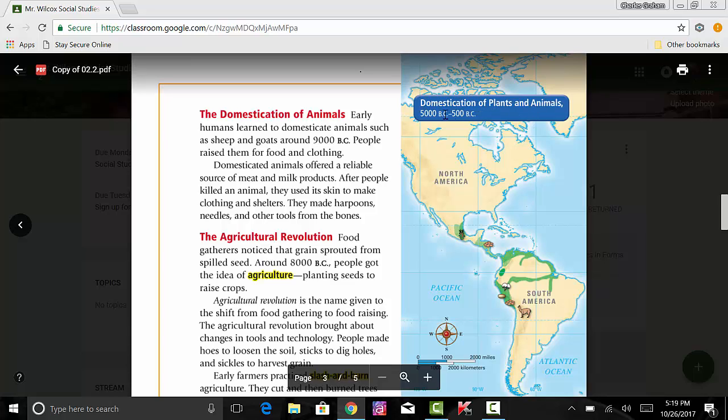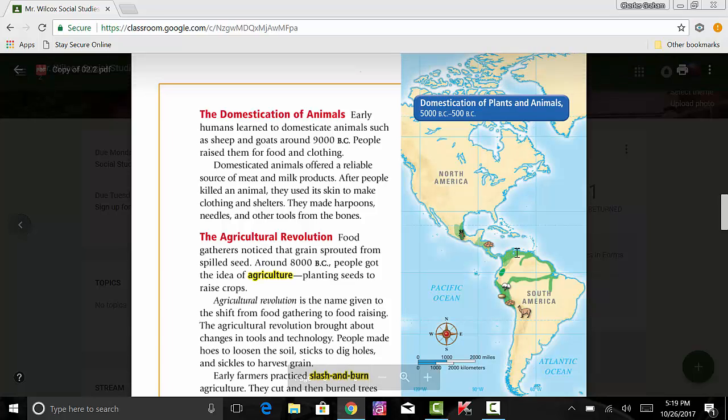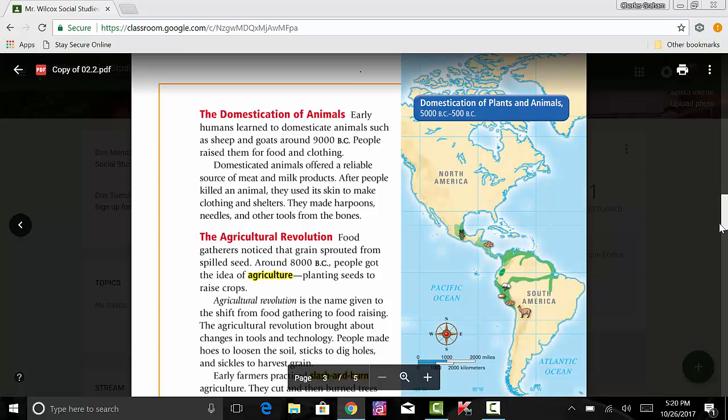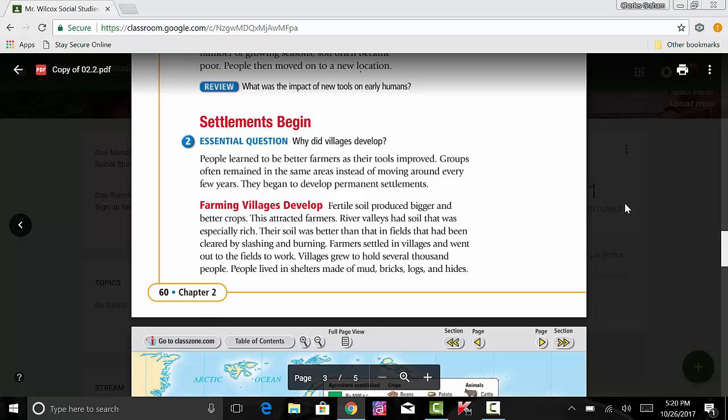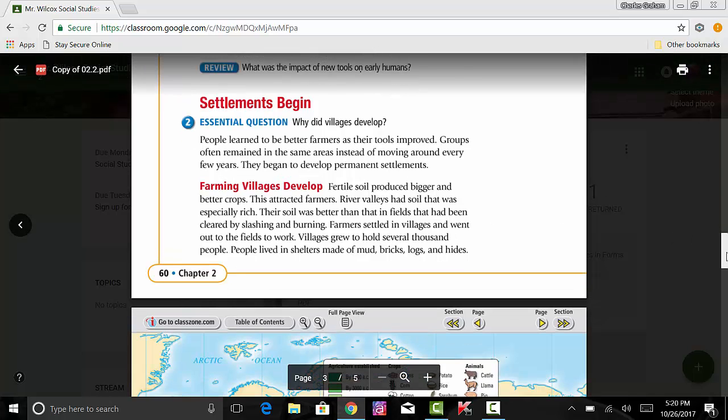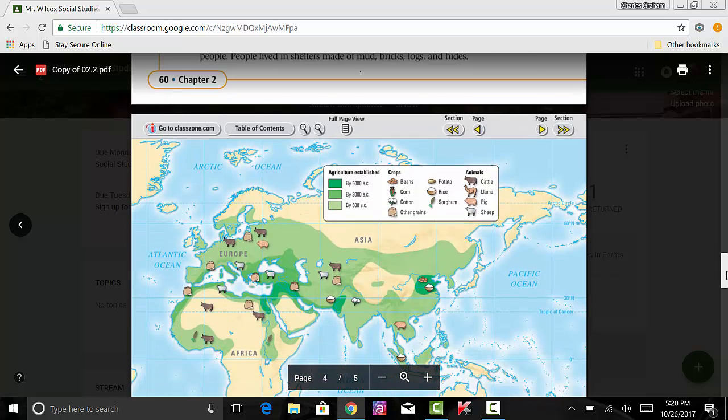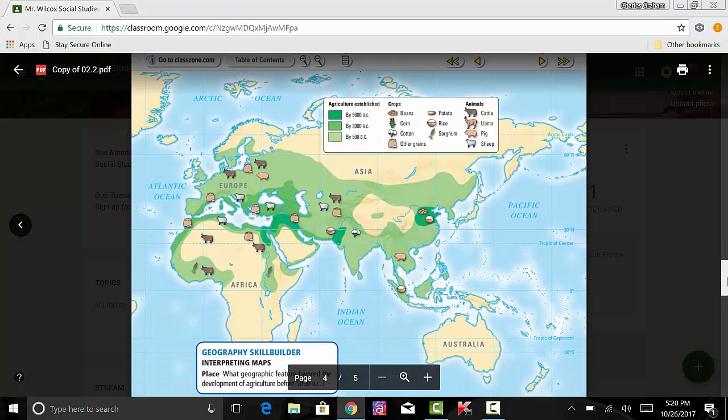Domestication of plants and animals, 5,000 BC to 500 BC. So you're looking at about 7,000 years ago. And this is us here in San Francisco over here. You go south into Mexico, then Central America, and then South America down here. And you can look at the different types of things being domesticated, crops and animals. Settlements begin. Farming villages develop. Notice I'm not even reading any of the text yet besides the headings.